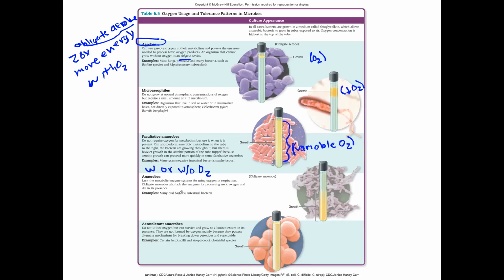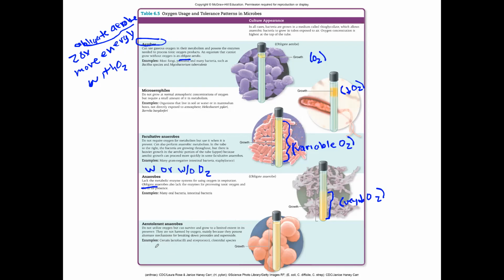An anaerobe doesn't want to be with the oxygen. And so it's going to grow at the bottom of the tube where you've got very low oxygen. And an obligate anaerobe can't have any oxygen. An obligate anaerobe would grow almost at the very bottom of the tube.